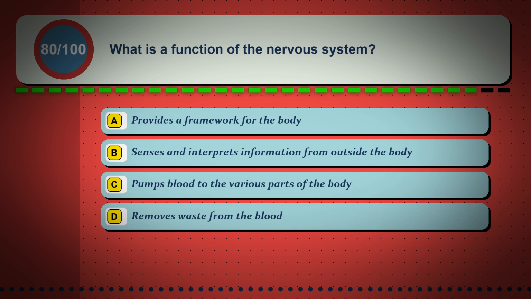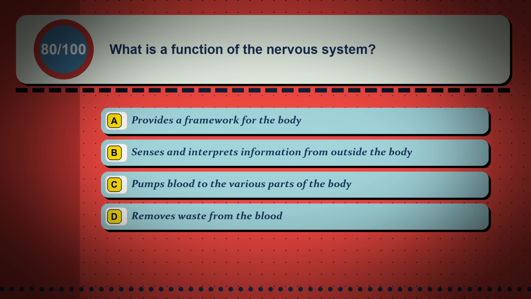Question 80. What is a function of the nervous system? Option A, provides a framework for the body. Option B, senses and interprets information from outside the body. Option C, pumps blood to the various parts of the body. Option D, removes waste from the blood.